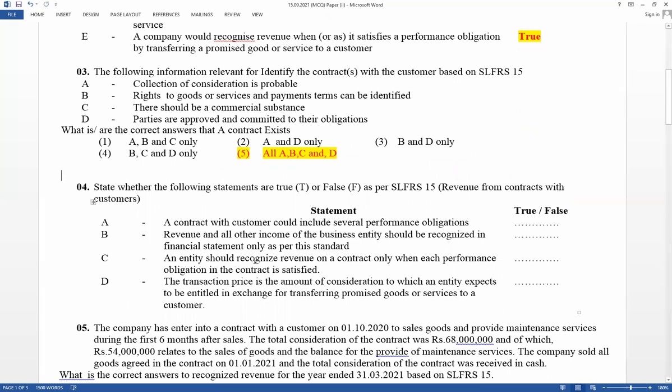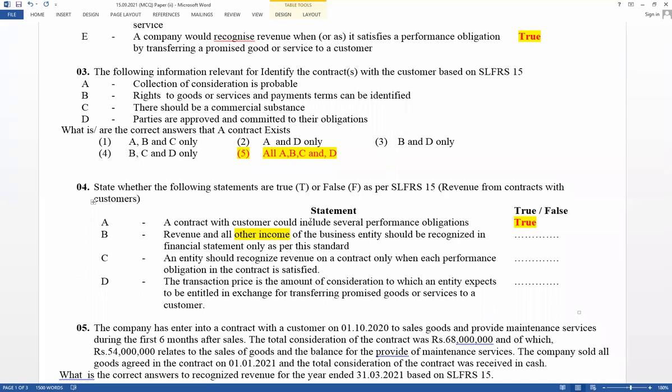A contract with customer could include several performance obligation. Performance obligation ගොඩක් තියෙන පුළුවන්. Correct. Revenue and all other income of the business entity should be recognized in the financial statement only as per these standards. Only as per this standard, we are going to discuss only revenue from contract with customers, not other income. All other income is not relevant for this standards. Revenue from contract with customers. Example, think about disposal profit. Also income it is not relevant.